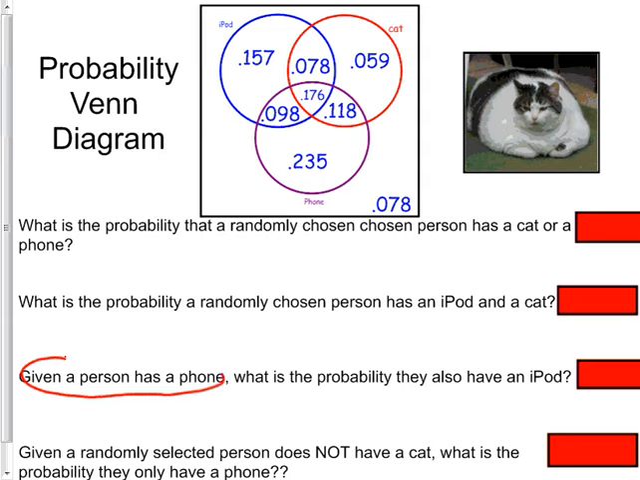So the first couple really aren't too hard. Cat or phone? What does or mean? A big answer or small answer? Big. So cat or phone is going to be all that.